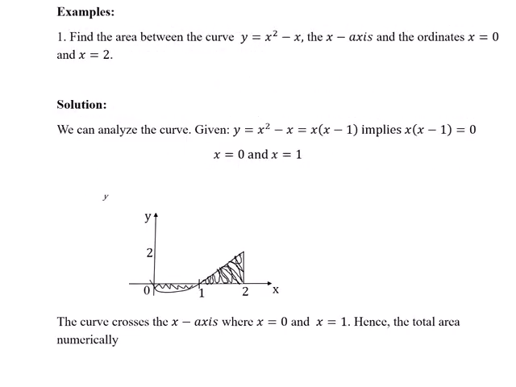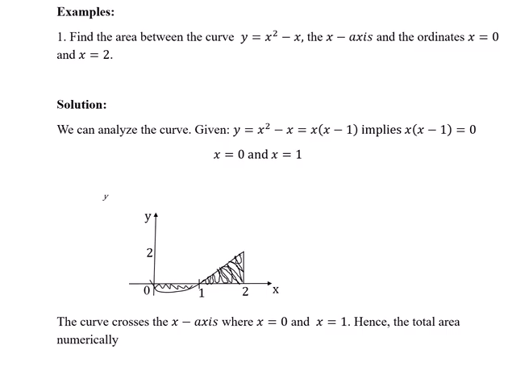We now want to look into this example under what we have been explaining. Find the area between the curve y equal to s square minus s and the x-axis, and the ordinates s equal to 0 and s equal to 2. So this one now, we have the solution.